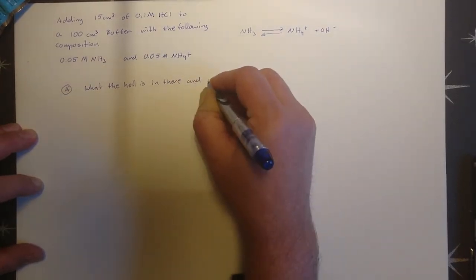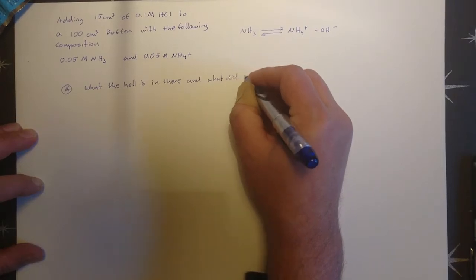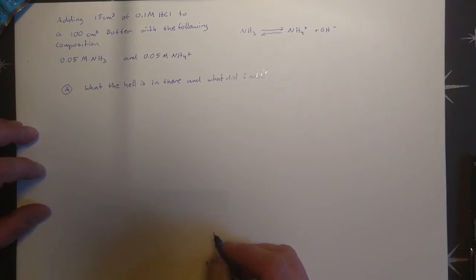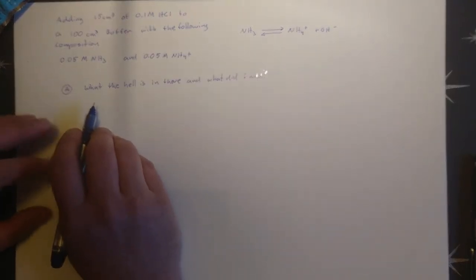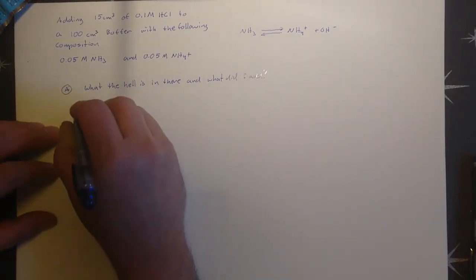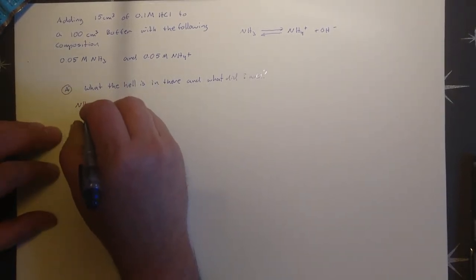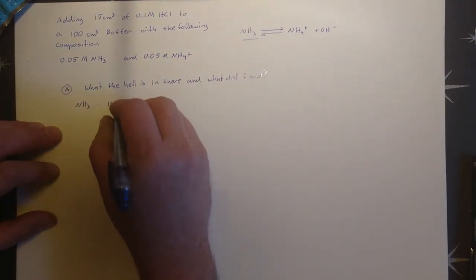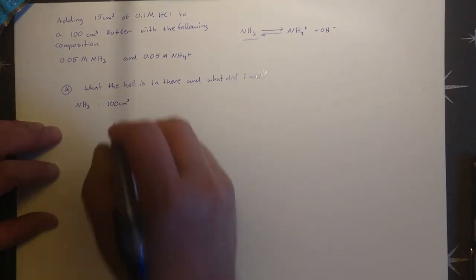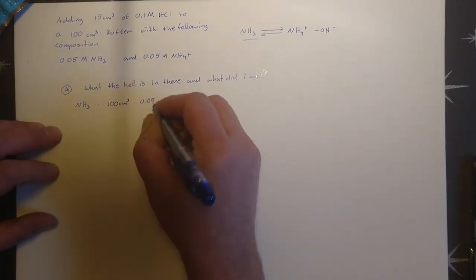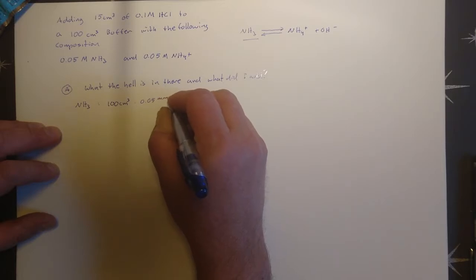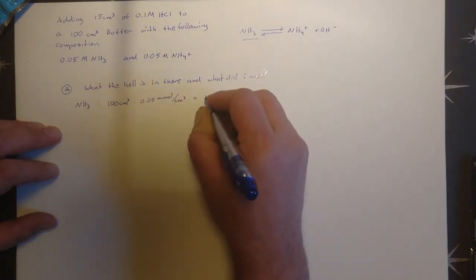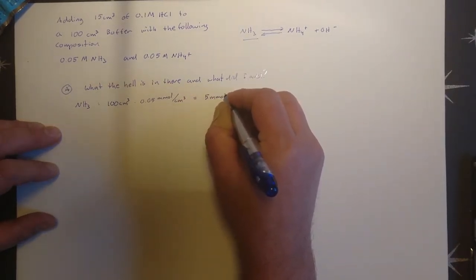And what did I add? In this case, it's a fairly straightforward situation. For NH3, we're told that we have 100 cubic centimeters times 0.05 millimoles per cubic centimeter, and that gives us 5 millimoles.